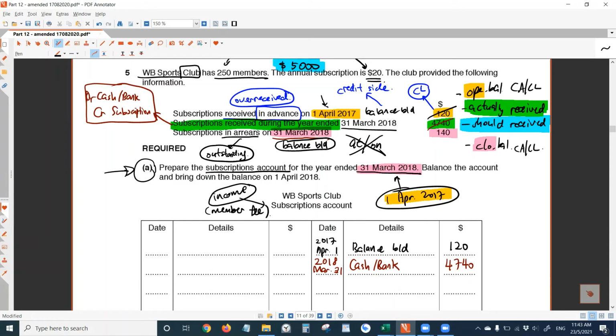You are doing an income account, right? Income is something that we should receive, right? When an income is outstanding, somebody owes us money. That means some members still owe us the member fee. This is current asset. That means this 140 is current asset, which indicates balance BD should be on the debit side. So this is the closing balance.